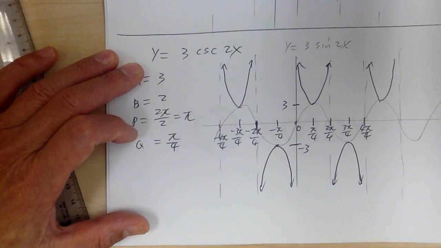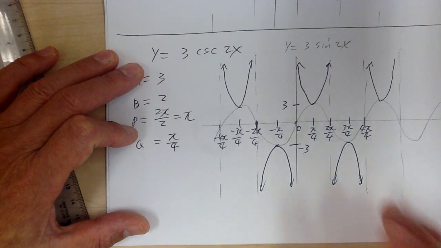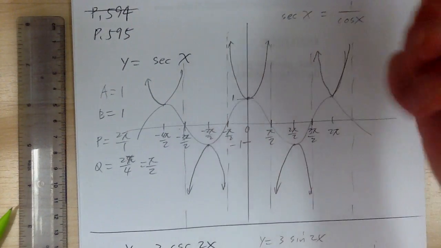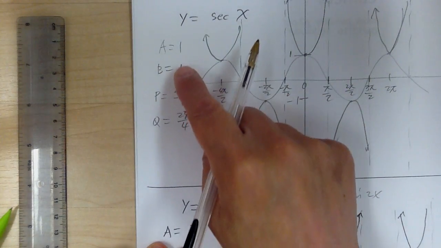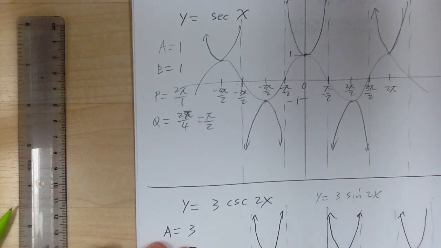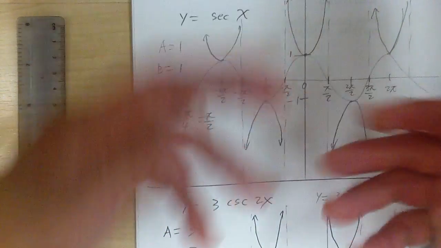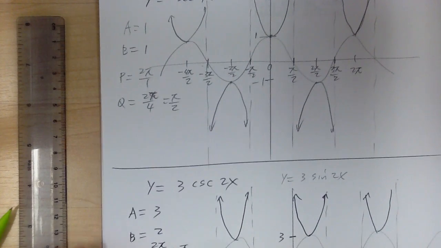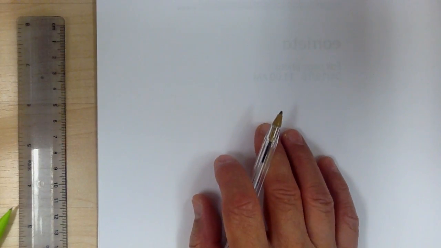And that's it. So that's how you do the secant and cosecant. First, you get the primary function, and then you just flip things over. And the A, the B, the P, and the Q are the same. So the only difference is it gets flipped over because it's a reciprocal function. Okay, so that takes us to the secant and cosecant function. Okay, so now let's go over tangent and cotangent.